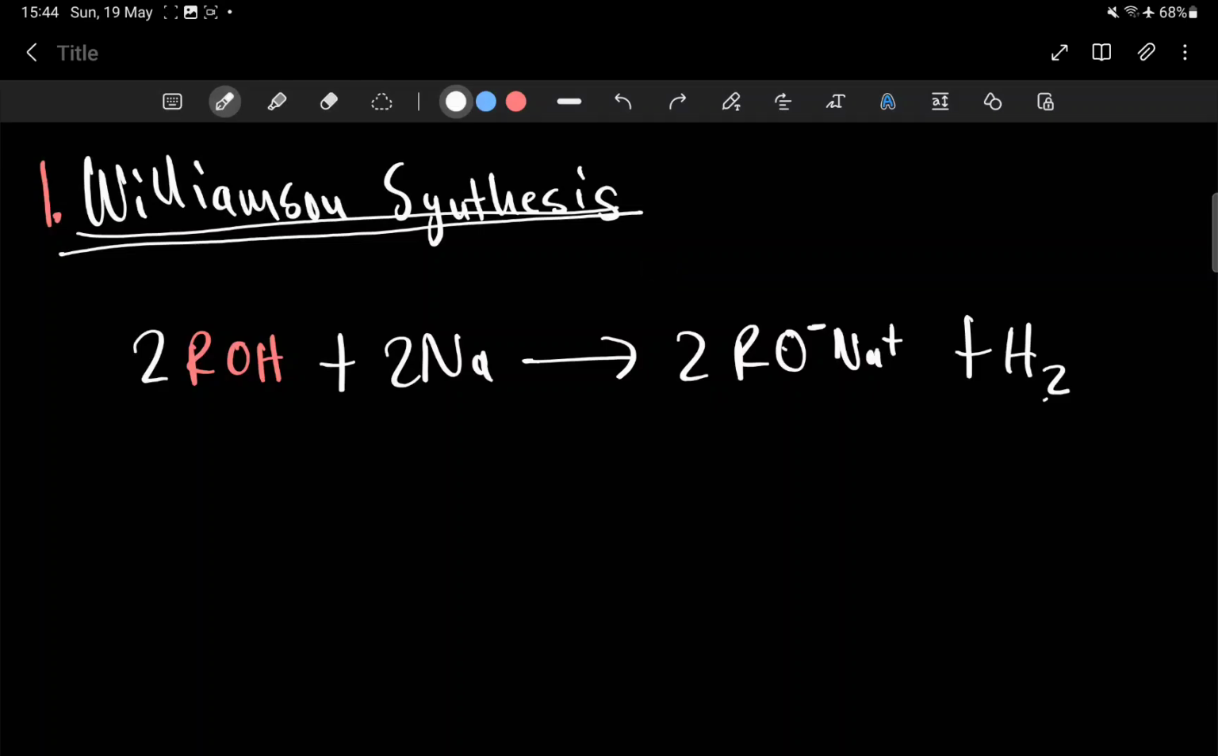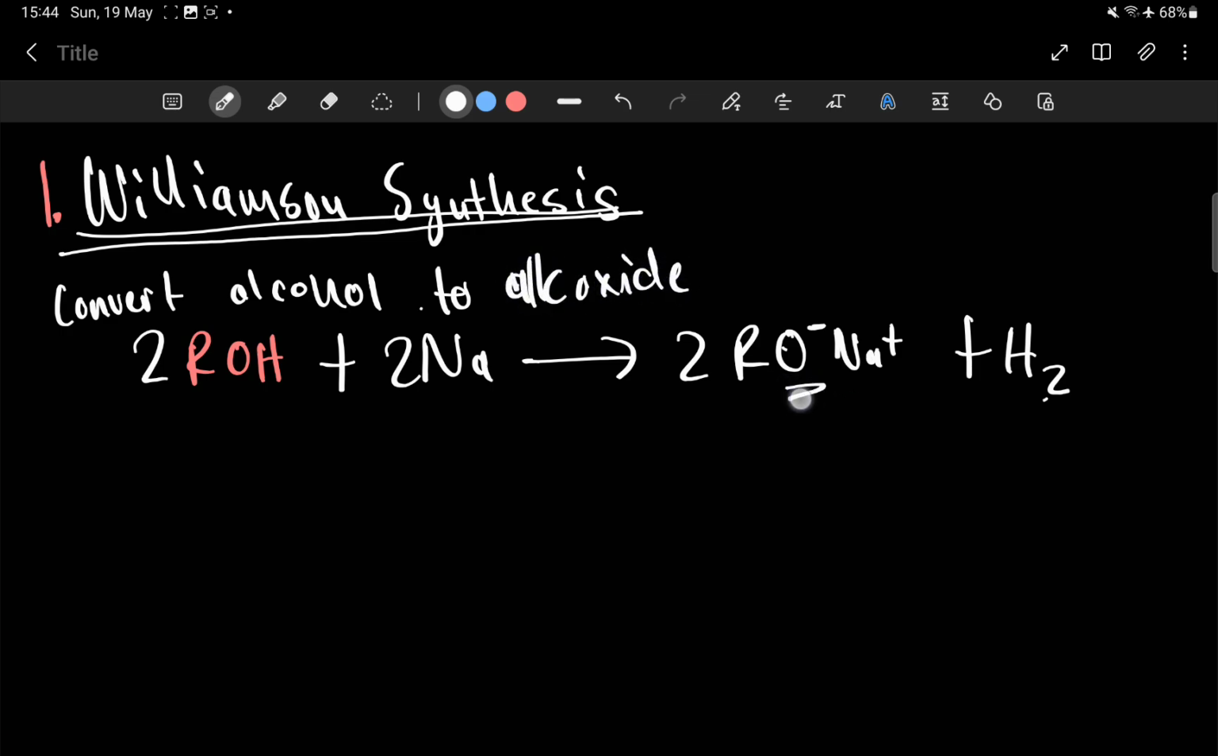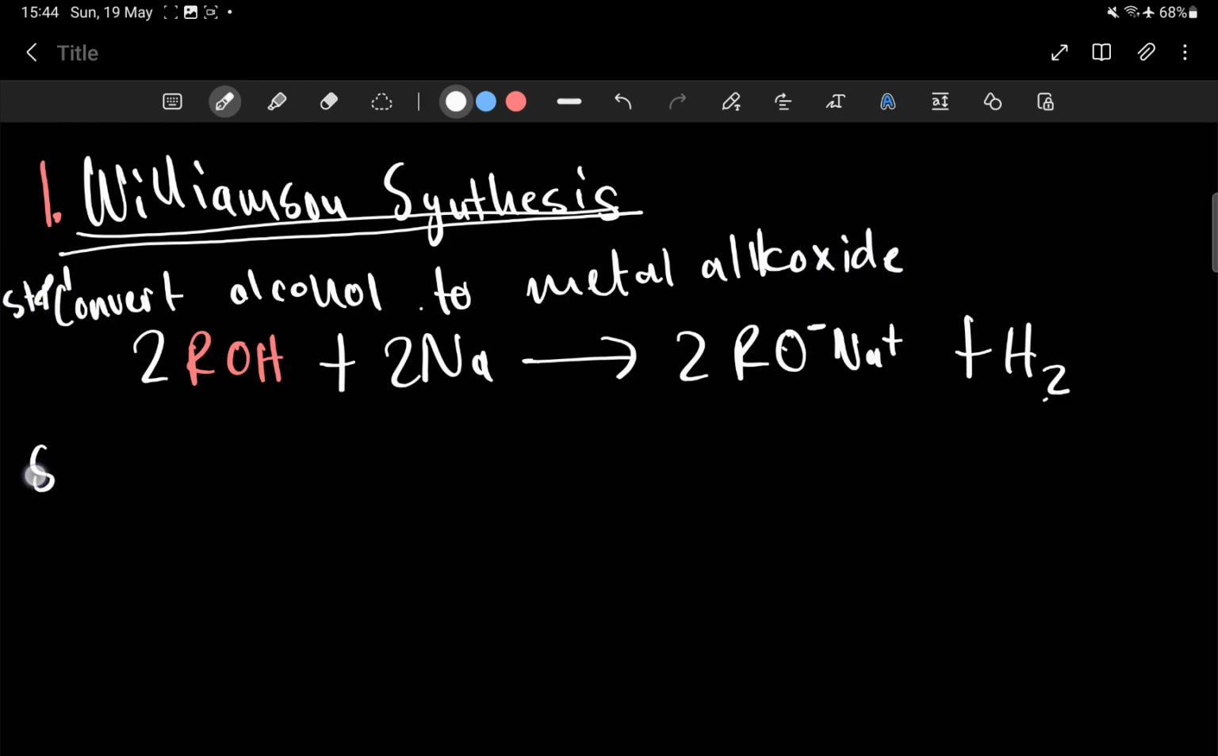So that's going to be the first step. The first step is you convert alcohol to an alkoxide. Remember, we said something with a negative oxygen is called an alkoxide. There we go. It's a metal alkoxide. So you can say convert alcohol to metal alkoxide. Then the next thing in Williamson synthesis, that's step 1. This is step 1. Step 2 now.